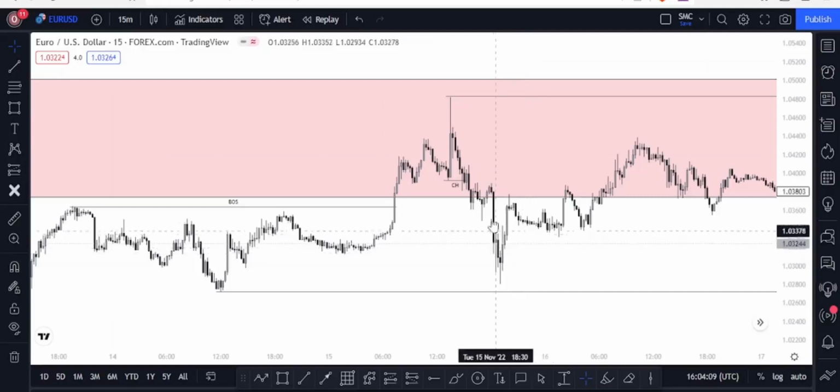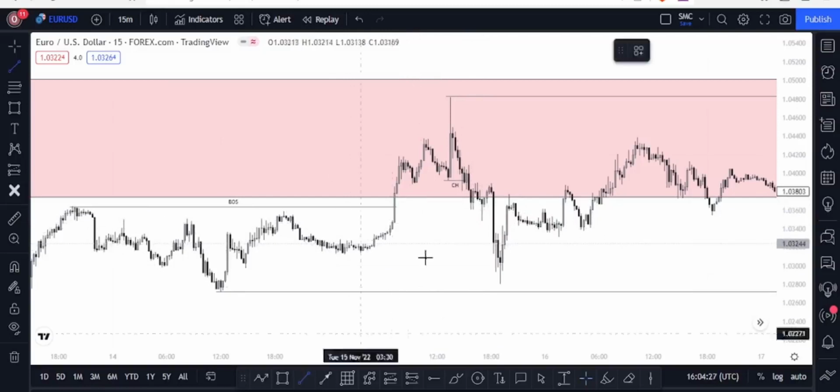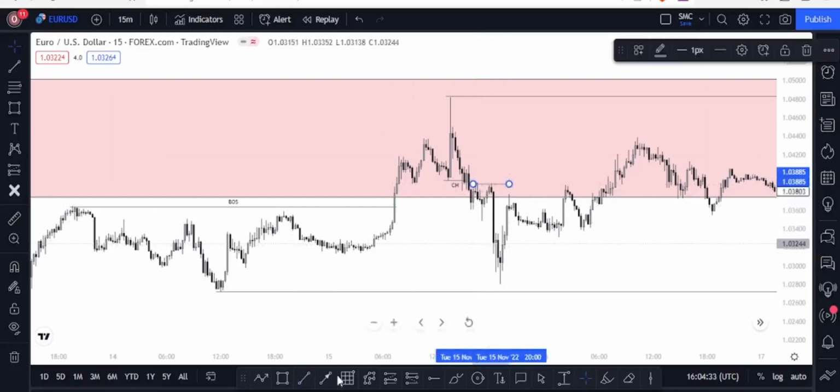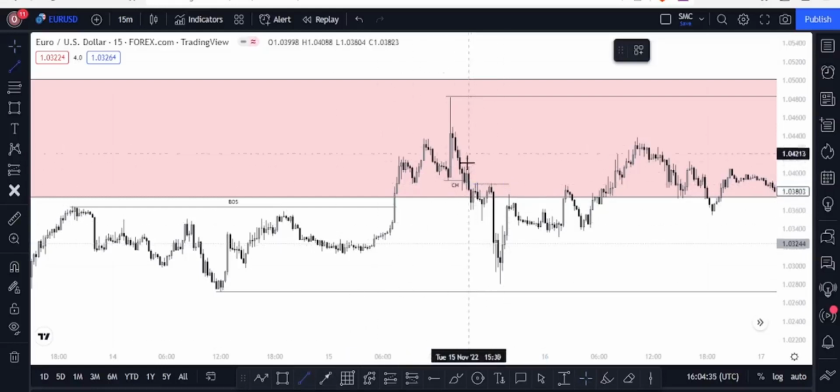All right, so that's a change of character, and after that price printed this low and went back up to create this high before dropping. All right, can you see that? These are minor structures. Now remember, above every high is liquidity, below every low is liquidity. Now liquidity rests above this high. I want you to understand that. Now liquidity also rests above this high.